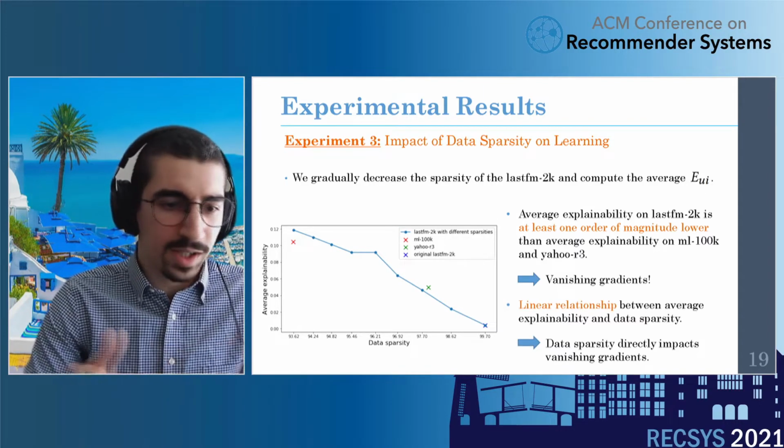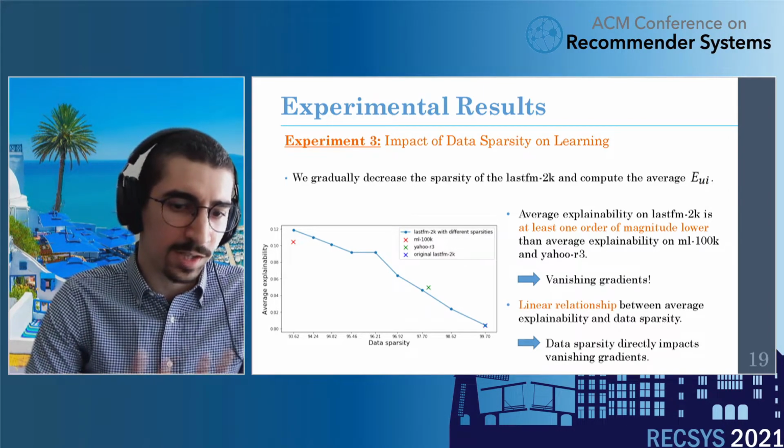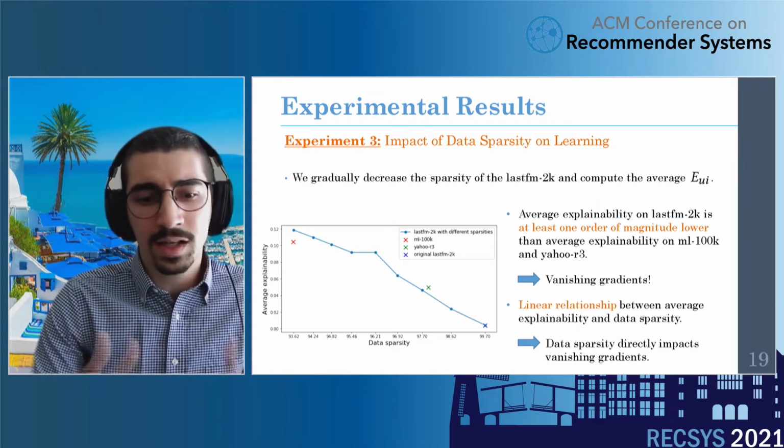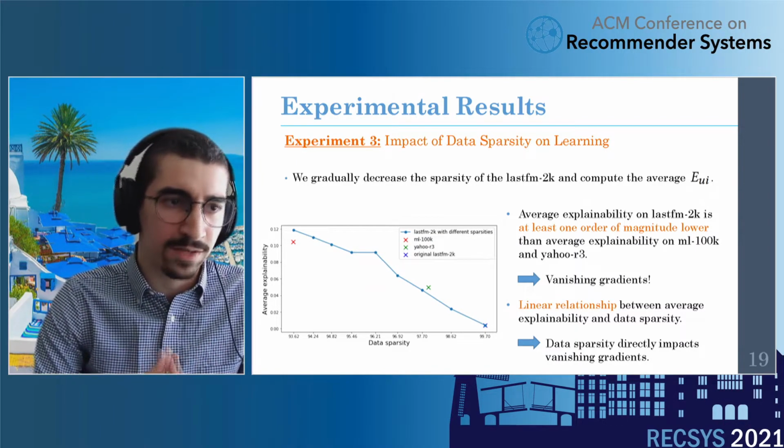Also, there is seemingly a linear relationship between the average explainability and the data sparsity, and hence the data sparsity directly impacts the vanishing gradients problem.